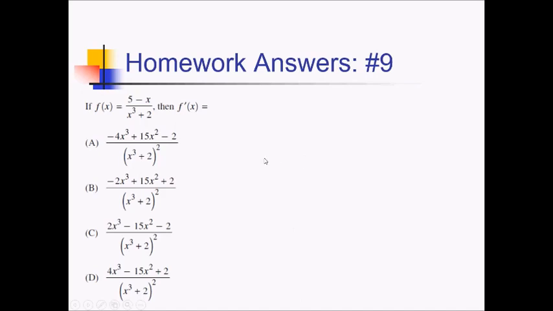On this problem, I'm trying to figure out f prime, given that f is 5 minus x over x cubed plus 2. There's no way to do this without using the quotient rule. I can't really simplify this otherwise. So let me write out that quotient rule, u prime v minus uv prime over v squared. And let me do this with the box and ribbon just to keep things organized. So I've got my numerator, 5 minus x, my denominator, x cubed plus 2, and their derivatives. Derivative of 5 minus x is -1.